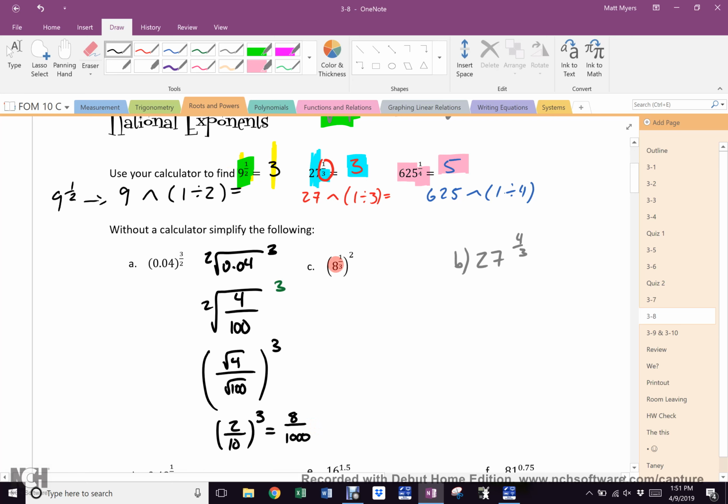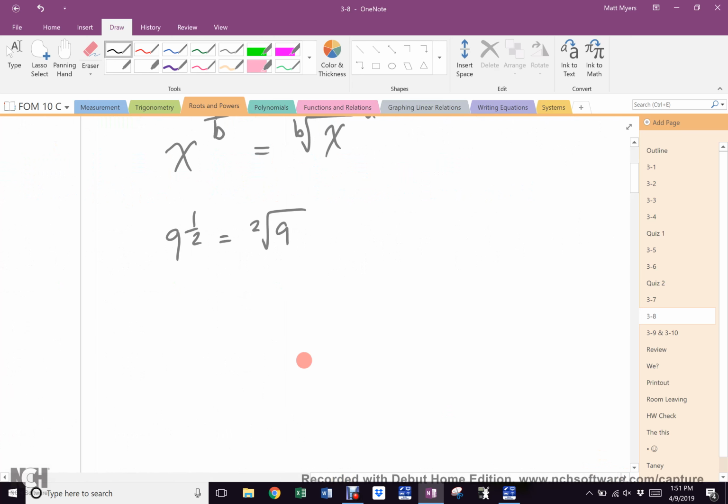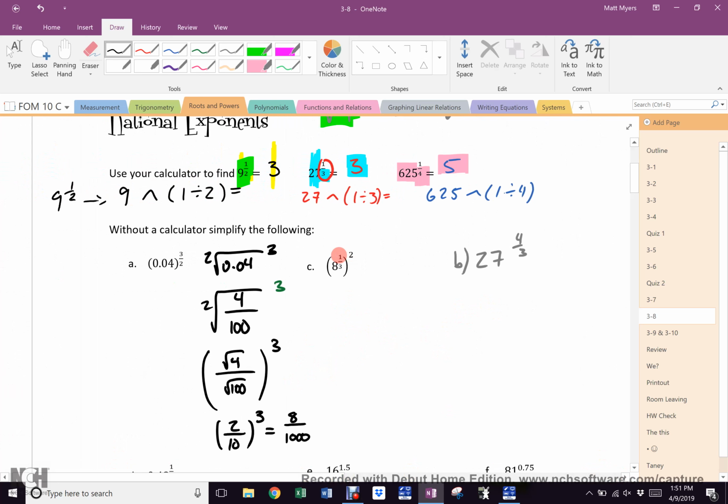Now, look at C. C is ugly, correct? What if C was this? And don't write this down. Just look. What if C was x squared cubed? What would you do? That would be x to the 2 times 3, correct? Because over a bracket, we multiply. Okay? Do I have an exponent going over a bracket? So what do we do? Multiply. What is 1/3 times 2? What is 1 tape measure times 2?